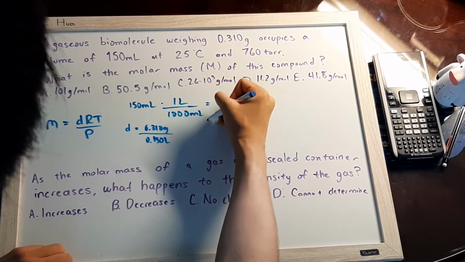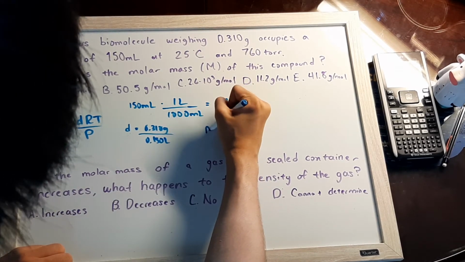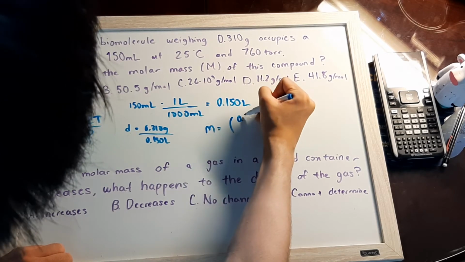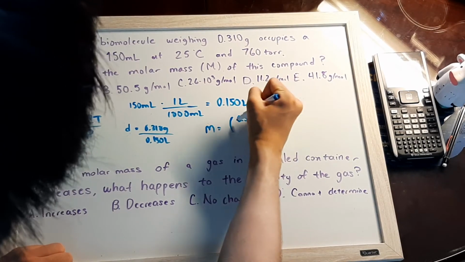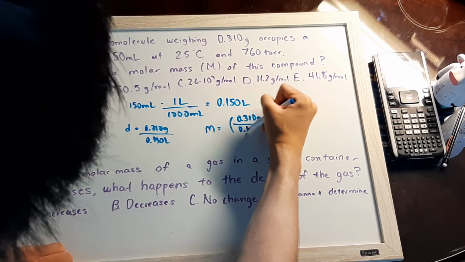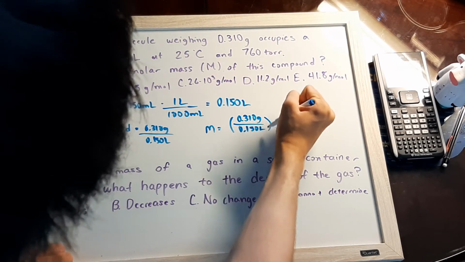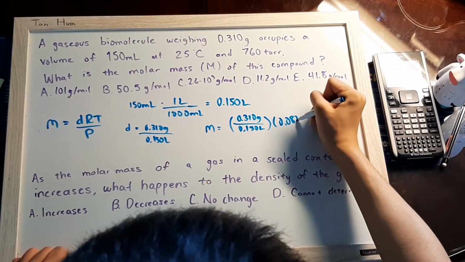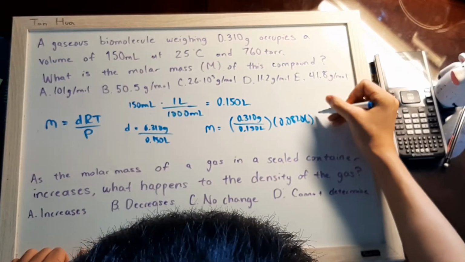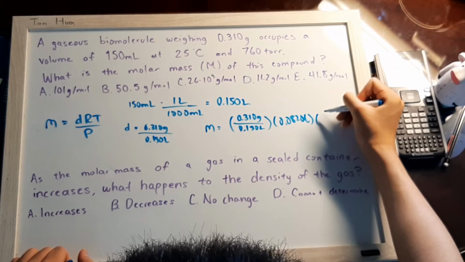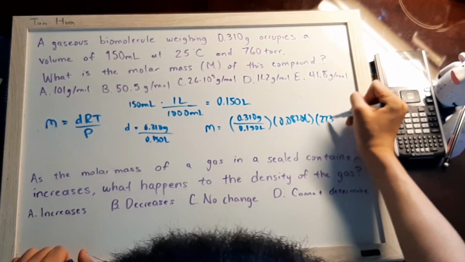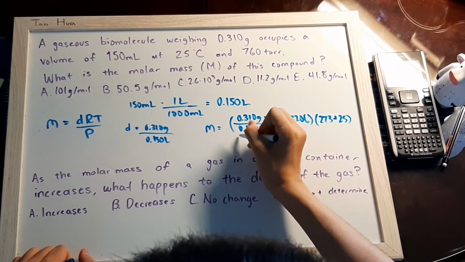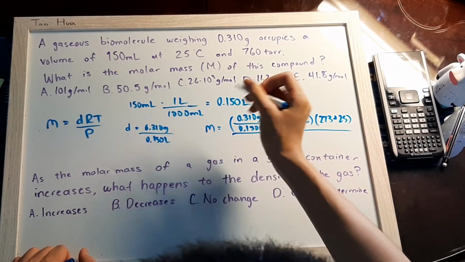And then from this equation, we can ultimately find molar mass by the density, 0.310 grams over 0.150 liters, times 0.08206, which is our R value, times the temperature in Kelvin, so we'll have to add 273, and then divide the whole thing by pressure in ATM.